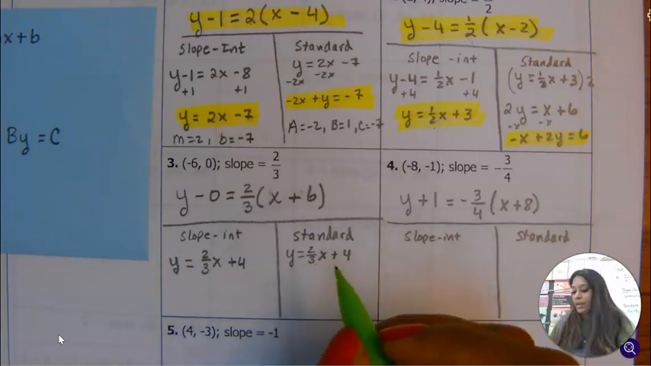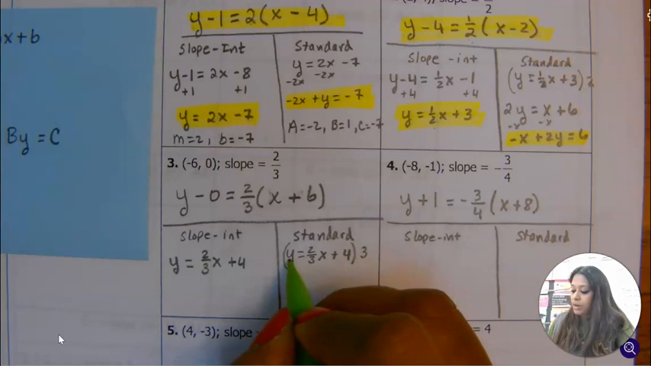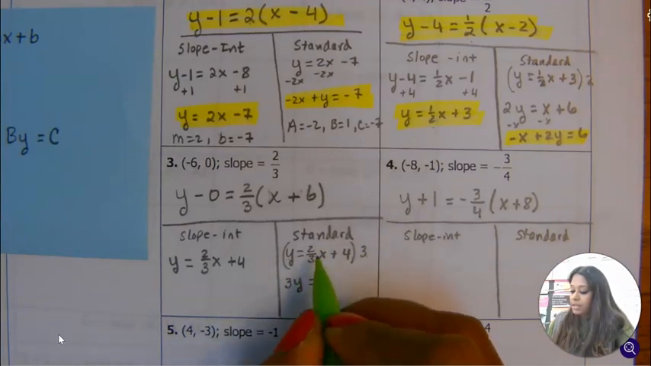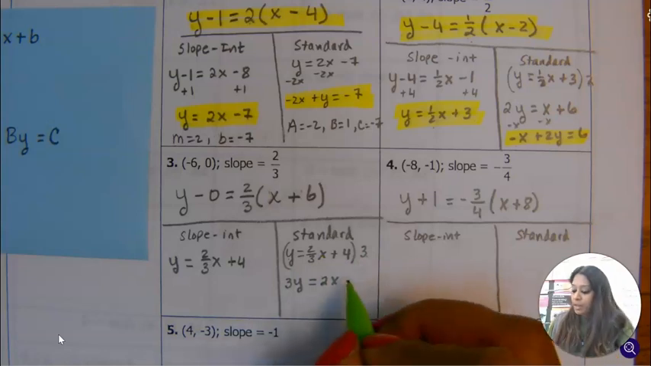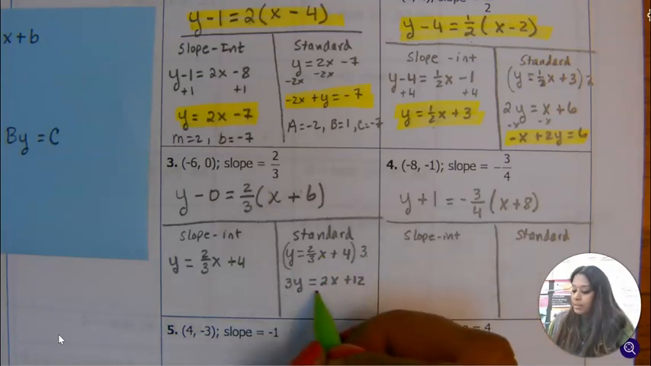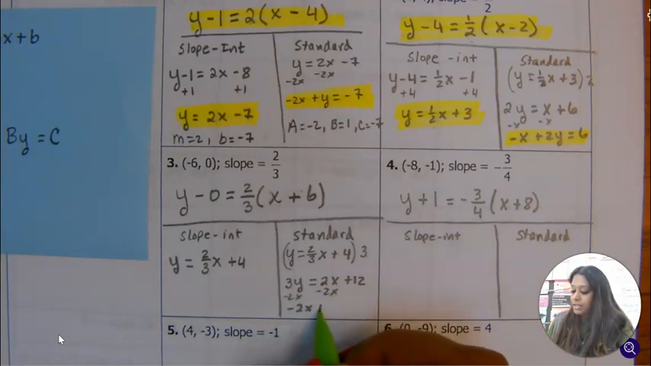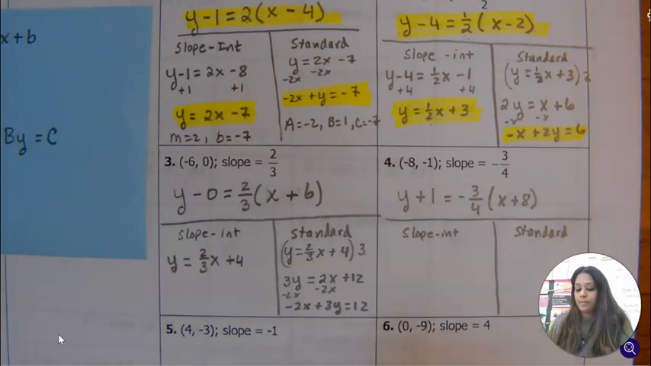Okay, so I have a fraction. I need to get rid of the 3 here. So I'm going to multiply everything by 3. So y times 3 is 3y equals 2/3 times 3. That's just 2x, the 3's cancel out. And then 4 times 3 is 12. And now just simply bring this over. So that's negative 2x plus 3y equals 12.